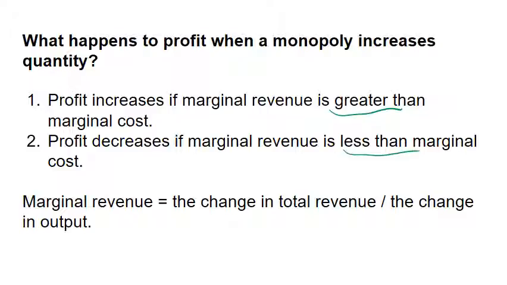Marginal revenue is the extra revenue generated when the firm sells an additional unit of output. The equation is the change in total revenue divided by the change in output.